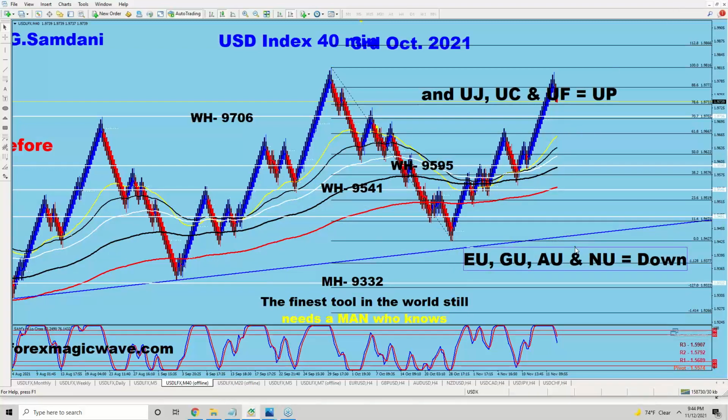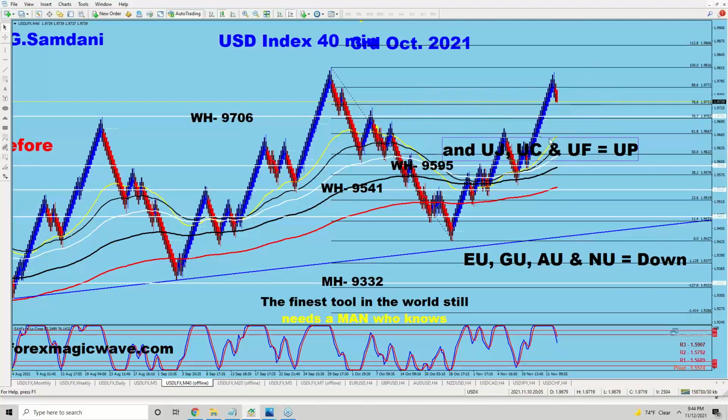Right. So this is what I wrote down here. Also, that the EU, GU, AUN, NU go down when it is going up, and these 3 will go up, and that's exactly what happened, right?